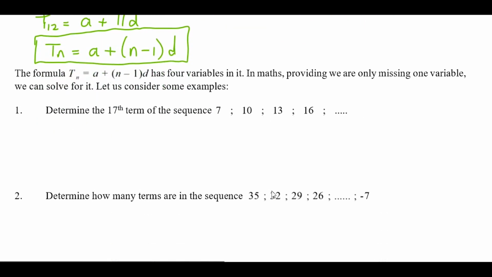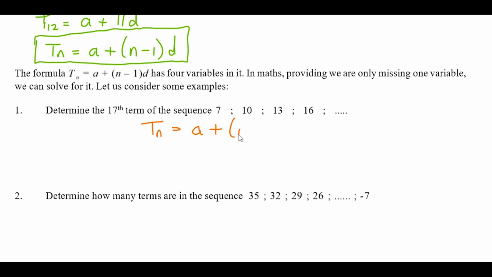It has 4 variables in it, and in maths, if we've got an equation with 4 variables and we know 3 of them, we can work out the 4th one. So we're going to do a few examples to practice this. First up, we are going to work out the 17th term of this sequence. Let's start off by writing down the formula.